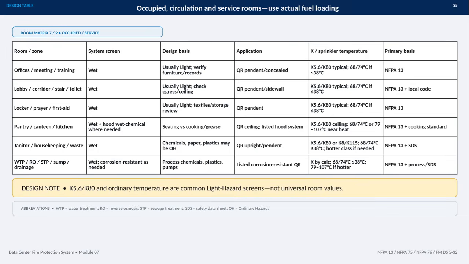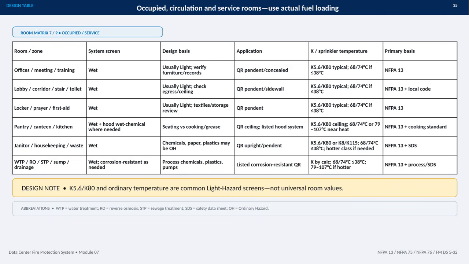The central principle is simple. Use the actual fuel loading and room function, rather than assigning one hazard classification to an entire facility. Offices, meeting rooms, training areas, lobbies, corridors, stairs, toilets, lockers, prayer rooms, and first aid spaces are typically screened as light hazard, with wet pipe systems and quick response sprinklers. However, furniture, records, textiles, storage, ceiling conditions, and local egress requirements still need to be verified.